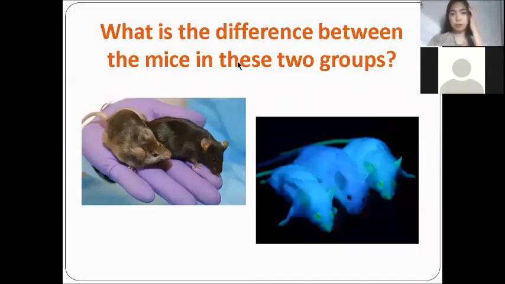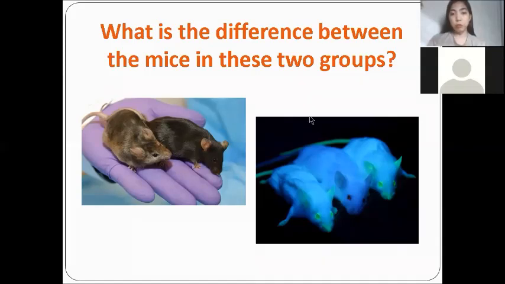So in this picture, in group A, the mouse on the left side is genetically modified so that a gene affecting hair growth has been knocked out. This one, at the right side, is the normal mouse.